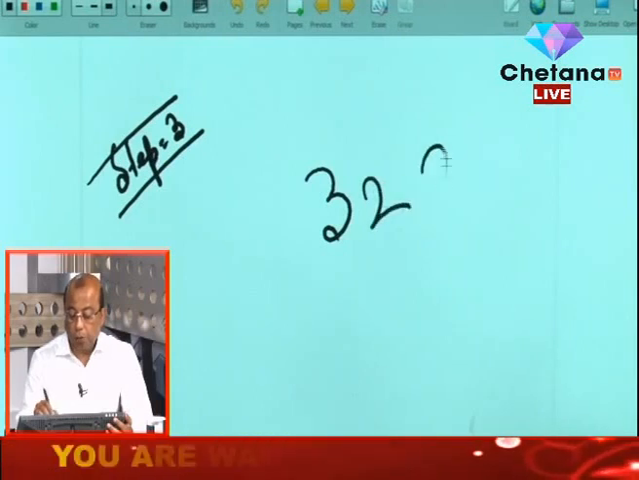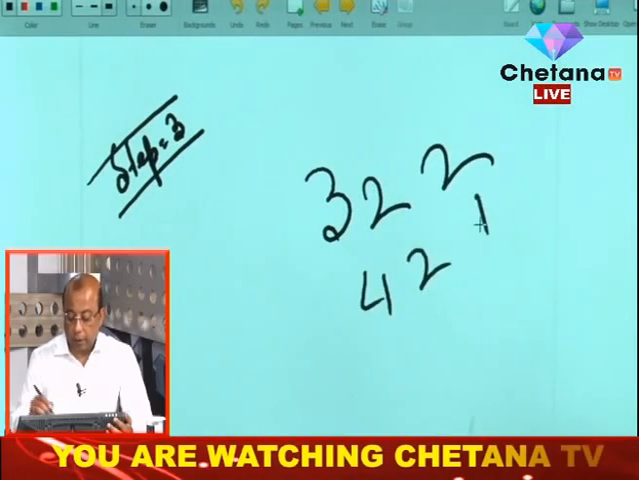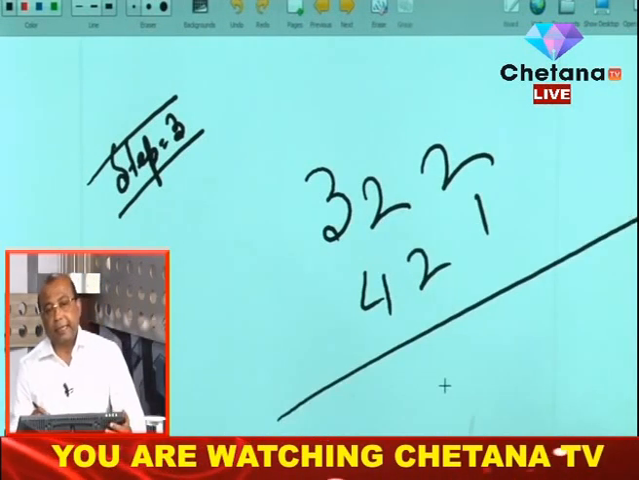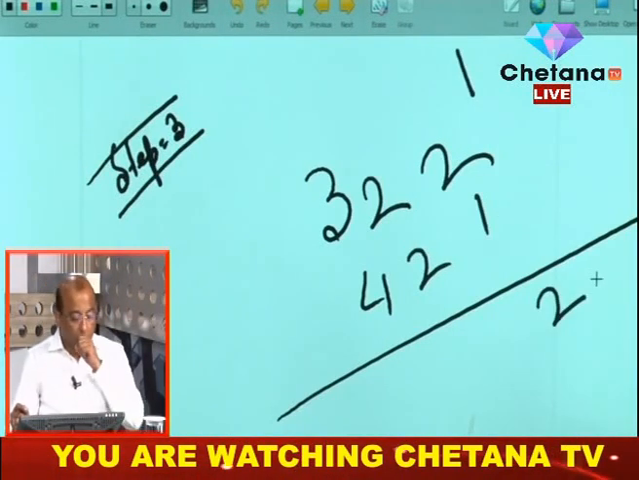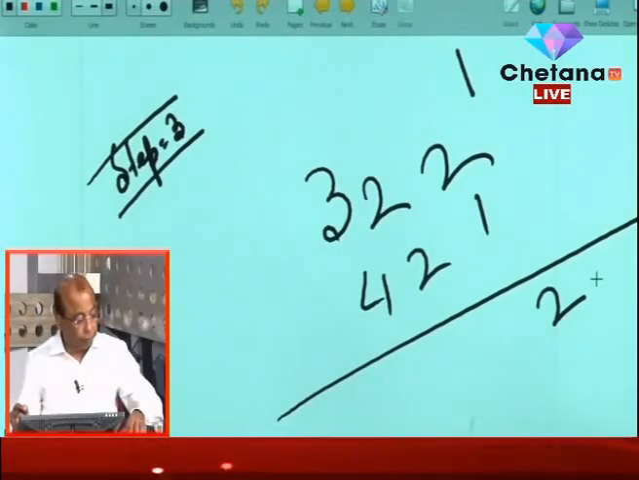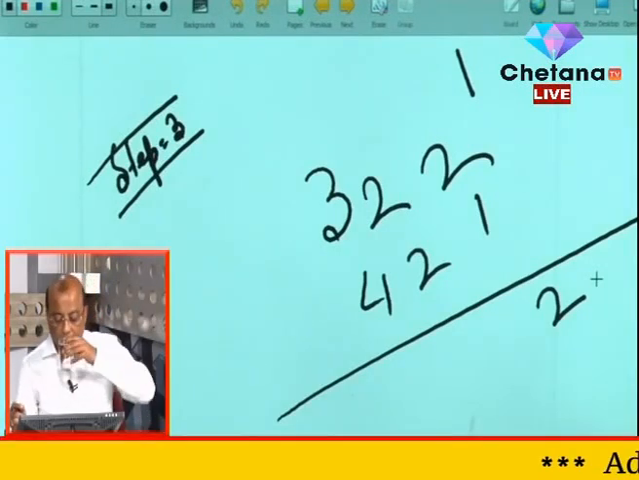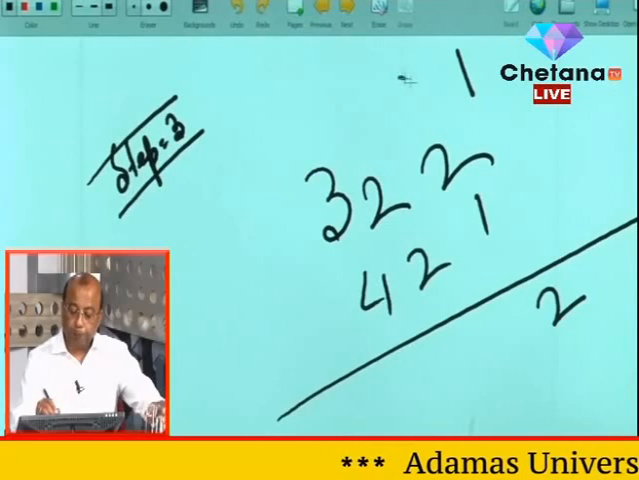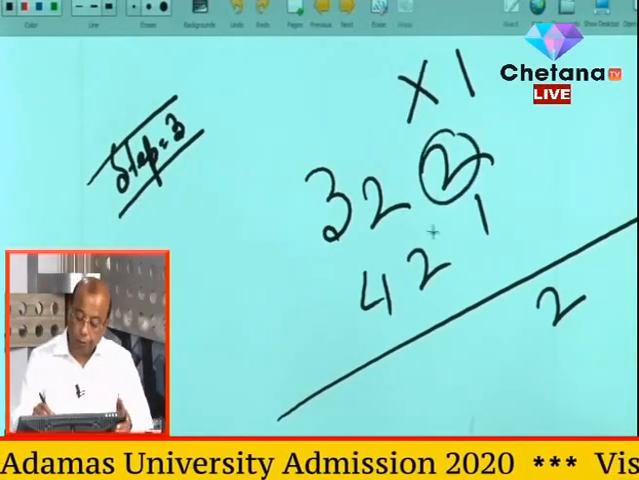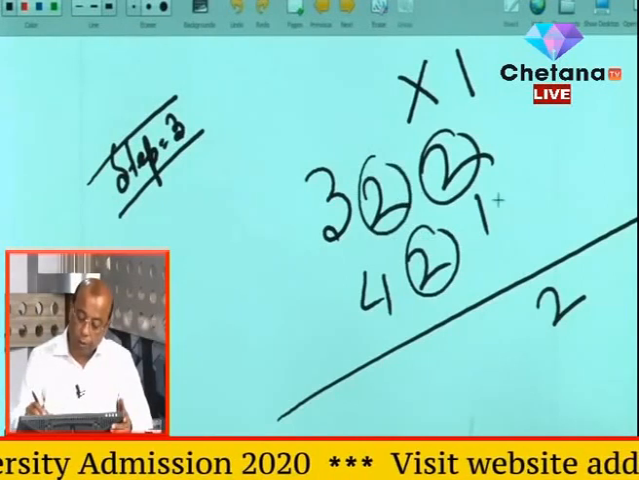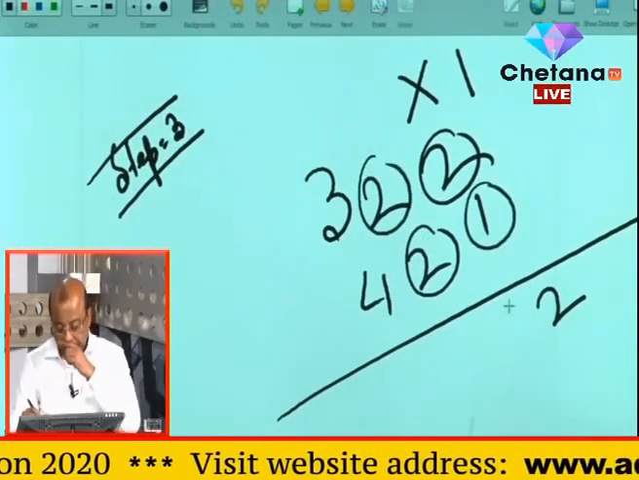3, 2, 4, 2, 1. Yes, straight. 2 into 1, 2. 2 into 1, 2. Straight. Next, cross. 2 into 2, 4. 2 into 1, 2. 4 plus 2, that is 6.